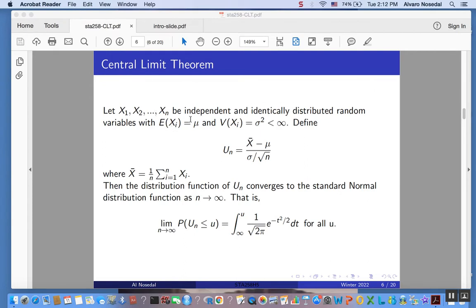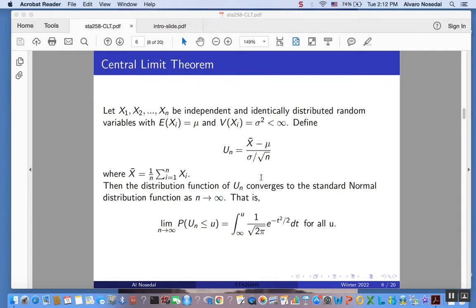So they have the same distribution, the same mean, and the same variance, and the variance is finite. Now we define a transformation, let's call it u sub n, given by x bar, the sample mean, meaning the sum of x1, x2, ..., xn divided by n, minus its mean mu, divided by sigma divided by the square root of n.